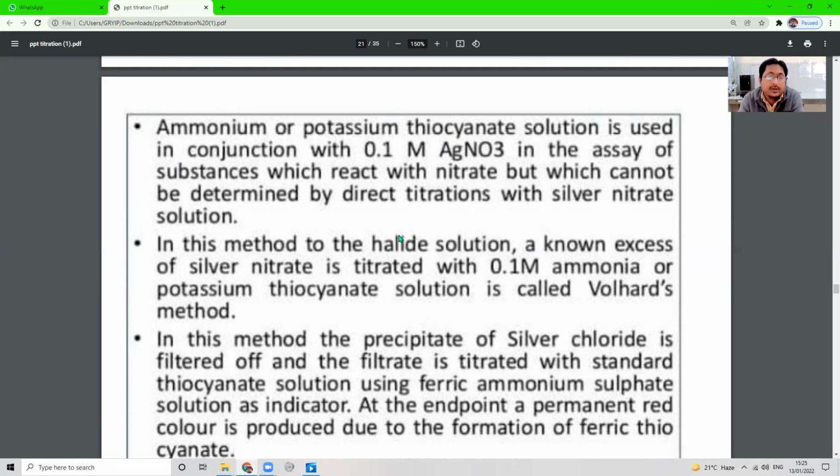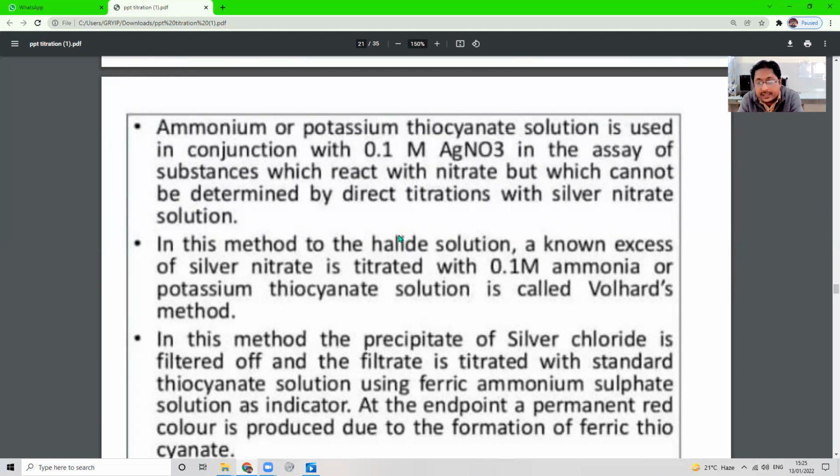Excess of silver nitrate is used here in this method. To the halide solution, a known excess of silver nitrate is added and titrated with 0.1 M potassium thiocyanate or ammonium thiocyanate. And this method is called the Volhard method.